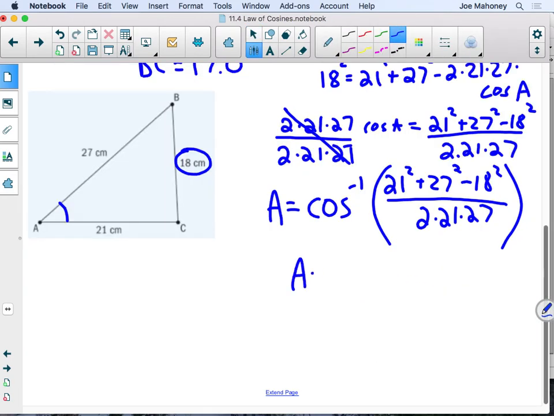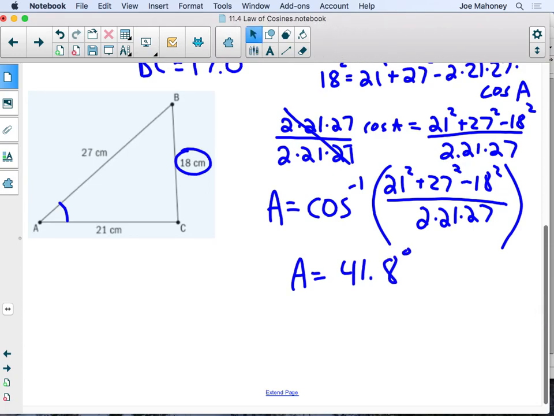Oh, here we go. 41.8 degrees. So using law of sines to find a side length, using law of cosines to find a side length or an angle measure, it's a great tool to use.